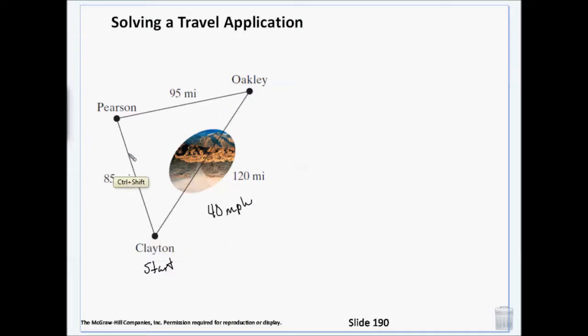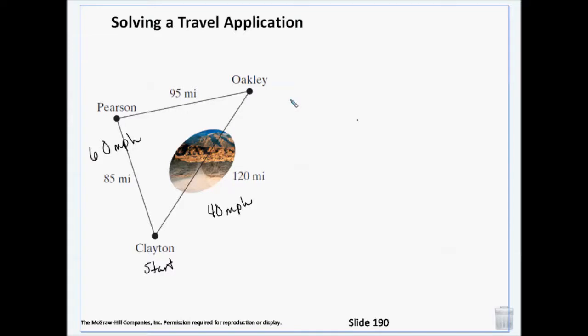To go from Clayton to Pearson to Oakley, she is not taking the direct route. But she can go 60, right? It was 60? Yeah, 60 miles per hour. So she can go the long route through Pearson, and it ends up being 60 miles per hour. So you want to figure out which route was the fastest.